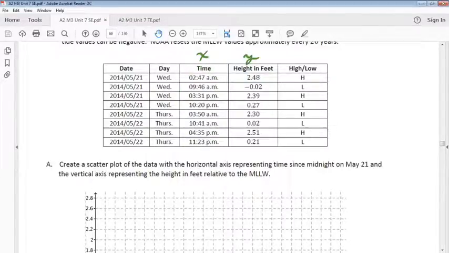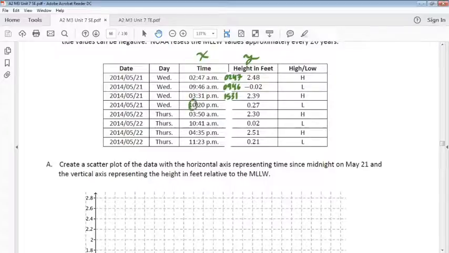Okay, so here, let me do this little thing right here. All right, so here we go. This first one, no problem, it's 0247. The next one is 0946. And then we have PM. That changes things. When we're in the PM, you take the hour and you add 12 to it. What is 3 plus 12? 15. So this is 1531.